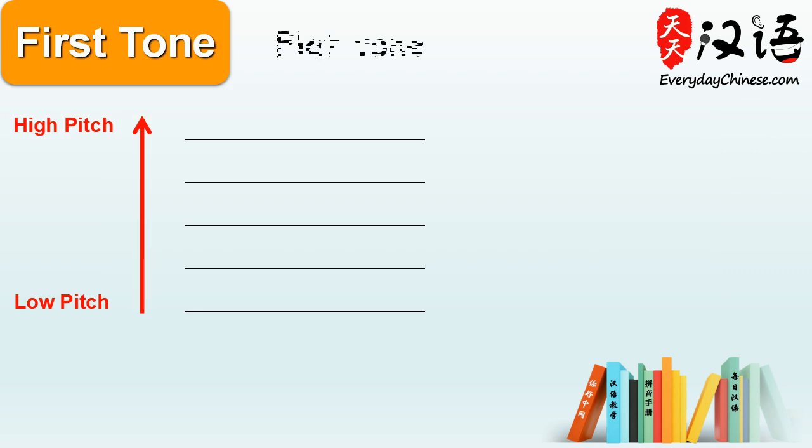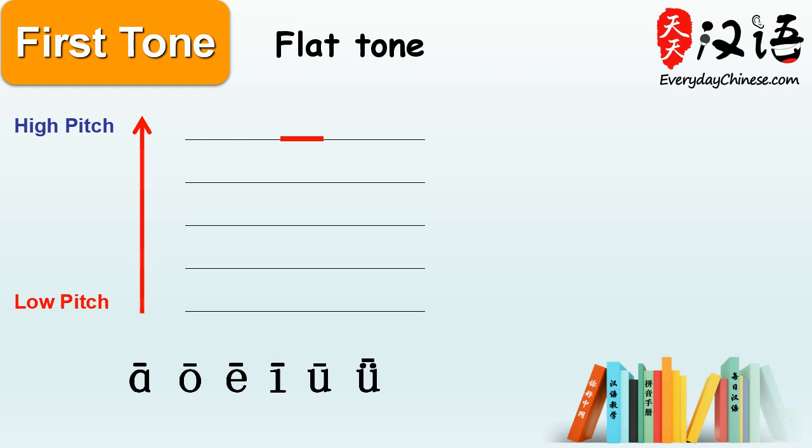The first tone is a flat tone. When we pronounce it, we have to keep our voice at a very high pitch and flat throughout the whole syllable. Now listen. A, o, e, i, u, ü. Say it as if you are seeing a dentist. The dentist asks you to open your mouth wide, saying, Ah.